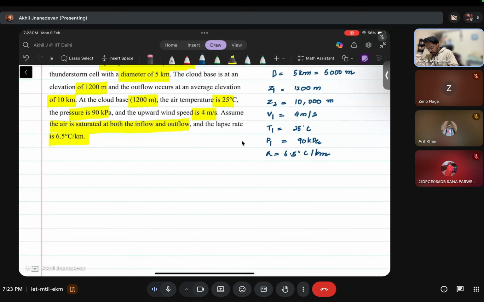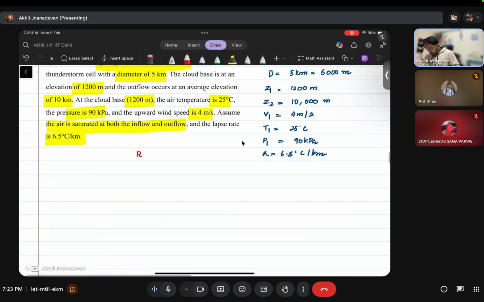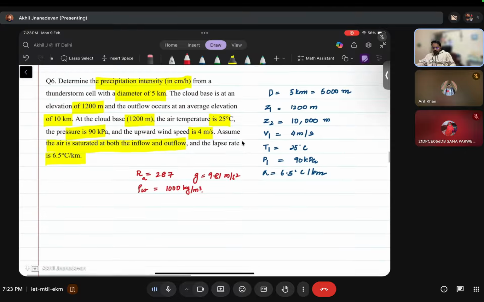And also we'll be making use of some constants. The constants are not given, but they should be known to you. The gas constant for air is 287, the density of water we know is 1000 kilogram per meter cube, and g we'll be using as 9.81 meter per second square. Right. So these are the values we have.